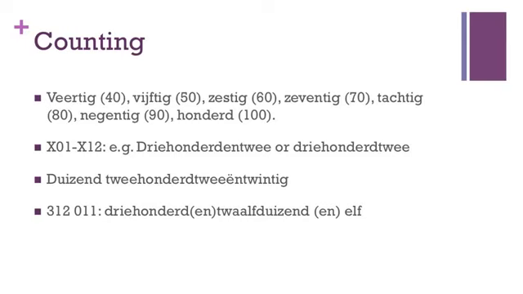So for example, 312,011. That is in Dutch, 312,011, or 312,011. Notice both spaces in and after the last N.